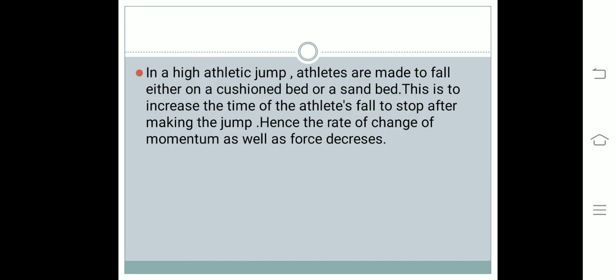A similar case is observed when an athlete falls on a cushion bed or on a sand bed. Why are they made to fall on a cushioned or sand bed? Because this increases the time of the athlete's fall to stop after making the jump. Hence, the rate of change of the momentum decreases, and hence the force also decreases.